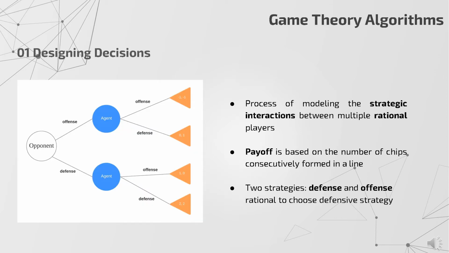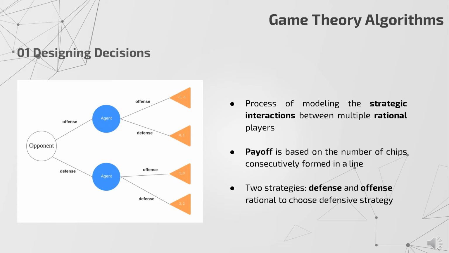Game theory is the process of modeling the strategic interactions between multiple rational players. In sequence game, to maximize the payoff and win the game, agents have two strategies: either to focus on forming series of chips for their team, or prevent the other team from forming series, which we call offense and defense respectively. As we can see in the game theory tree, choosing the defensive strategy is rational for our agent to maximize benefits. Therefore, in the actual implementation, our goal is to find the space from available actions where more straight lines can be formed.